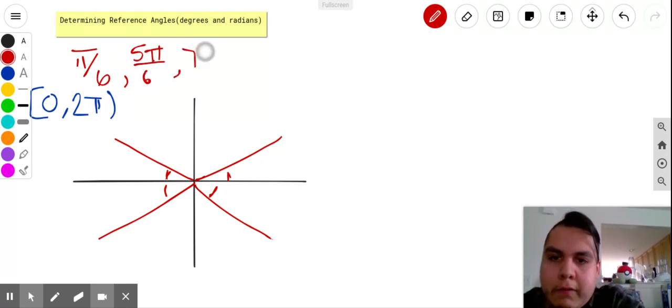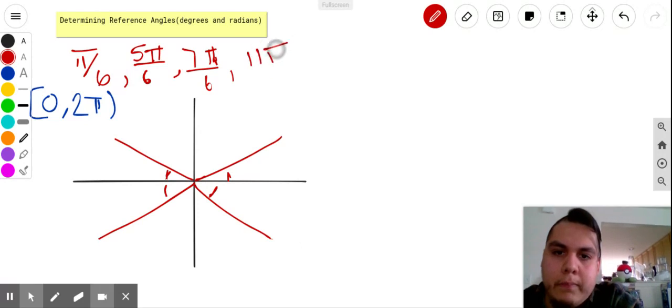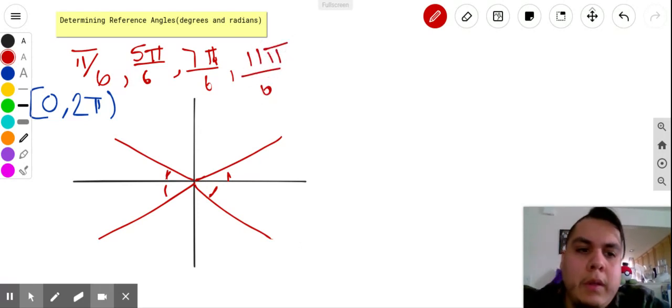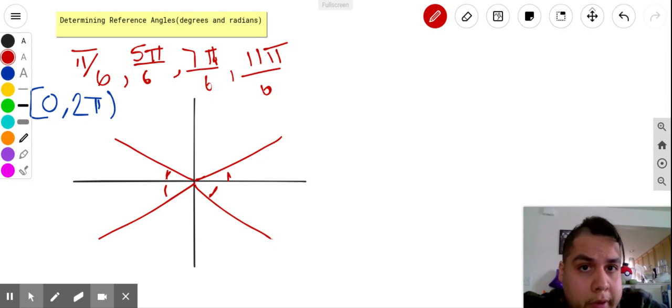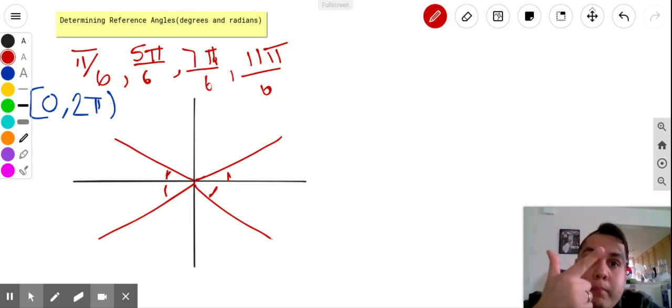It would be 7 pi over 6. And it should be 11 pi over 6. Okay. So remember how we started with the 0 degree? I'm sorry, with the 0 radians. I need to be careful. We're talking about radians. So the 0 radians. They were 0, pi, 2 pi, 3 pi, 4 pi, etc. pi's, right?